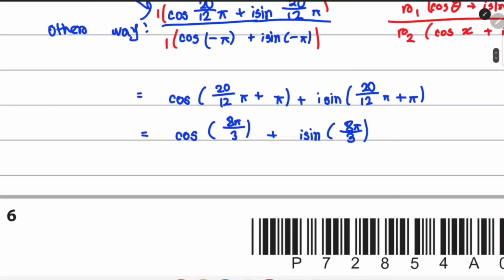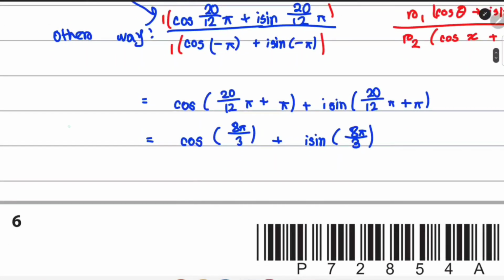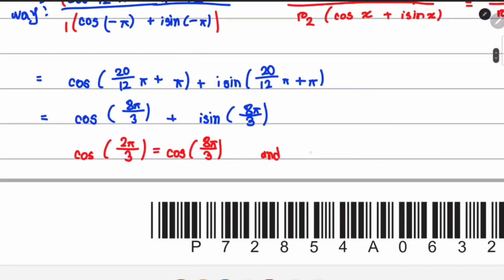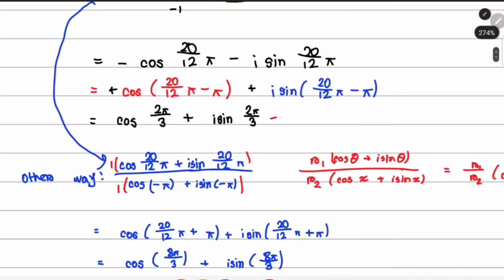And now we know that cos 2 pi by 3 is equal to cos 8 pi by 3, and sine 2 pi by 3 is equal to sine 8 pi by 3. And then you could have written it in this form.